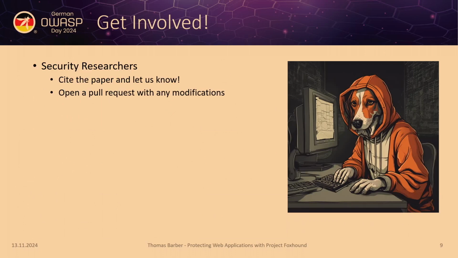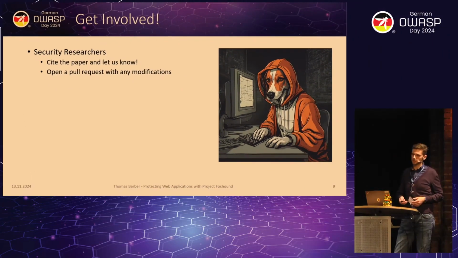If you think this sounds good, there's lots of ways that you can get involved. I've talked a lot about security researchers. If you're interested in using Foxhound as your tool, then please cite the paper on the GitHub page. Also let us know, we're interested to hear how Foxhound is being used. And if you think that the changes you might make for your study are useful for the community, then please open a pull request, get in touch. We'd love to merge some new features and modifications.